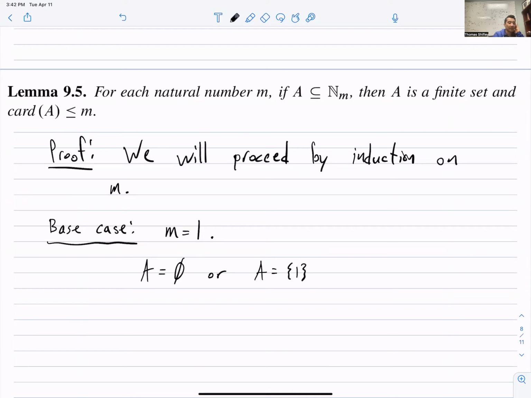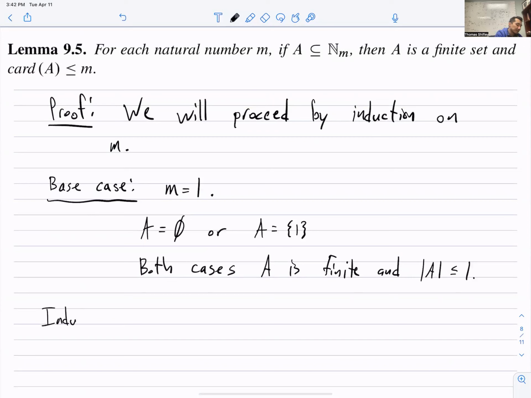And in both cases, A is finite, and the cardinality of A is less than or equal to 1. So that's fine. Okay, how about the inductive step? So assume it's true for K. Assume true for some K in N.